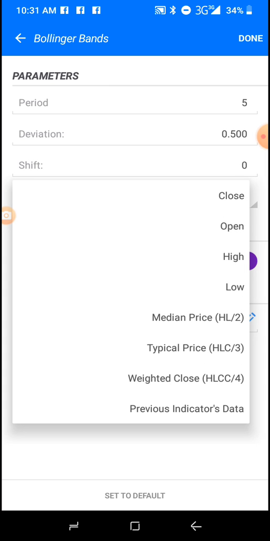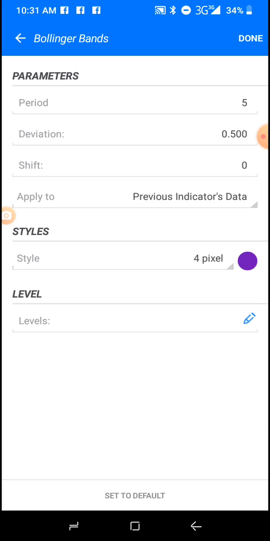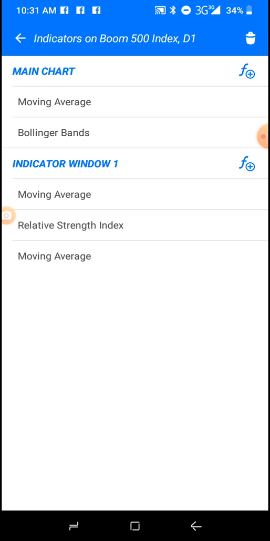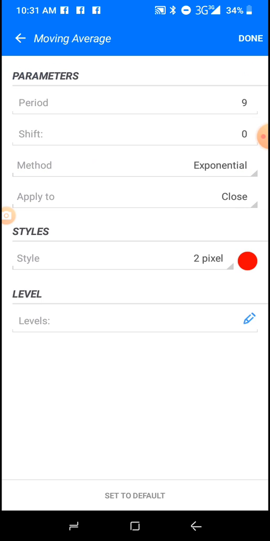Now you're looking at the indicators window. On the indicator window, we have the 9 exponential moving average, which the shift is 0. Apply to close, pixel is 2, and the color is red. Then you click on done, and you go back again to the function, and then you click on the relative strength index, which is this. No, sorry. That's a big mistake by me. Let me delete that.